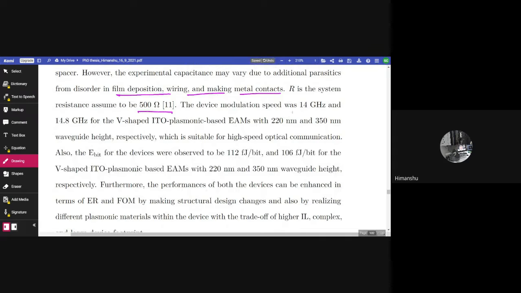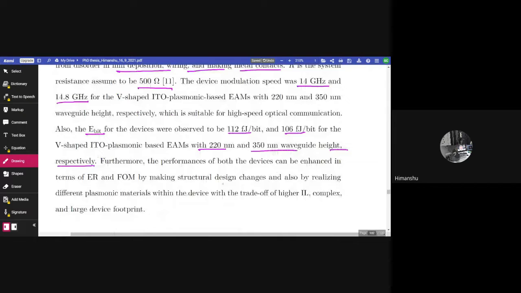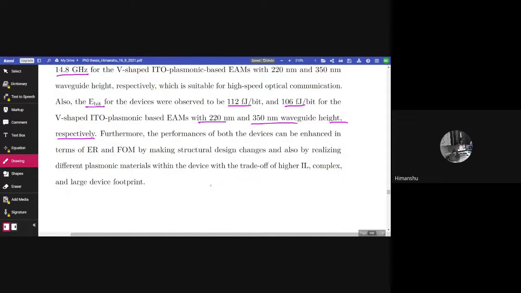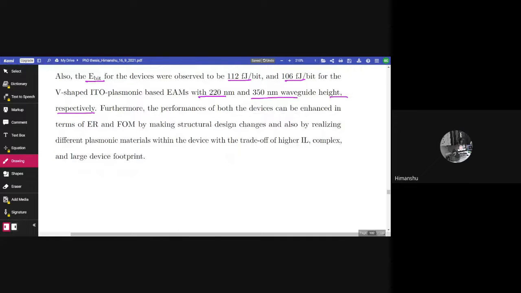The device's modulation speed was 14 GHz and 14.8 GHz for the V-shaped ITO plasmonic based EAMs with 220 nanometer and 350 nanometer waveguide height respectively, which is suitable for high-speed optical communication. Also, the E bit for the device was observed to be 112 femtojoule per bit and 106 femtojoule per bit for the V-shaped ITO plasmonic based EAMs with 220 nanometer and 350 nanometer waveguide height respectively. Furthermore, the performance of both the devices can be enhanced in terms of ER and FOM by making structural design changes, and also by realizing different plasmonic materials within the device, with a trade-off of higher IL, complex and large device footprint.